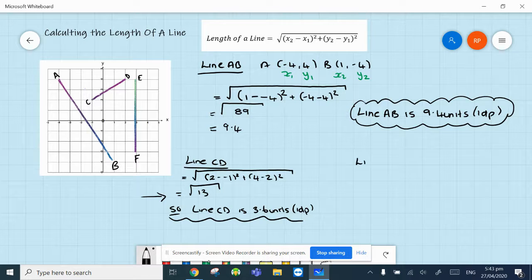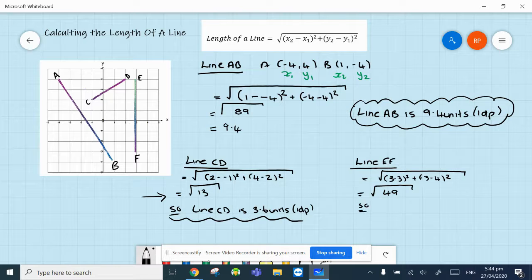Hopefully you did both. If you haven't, now's the time to pause, and you can have a go at doing line EF yourself. So EF is going to be the square root of 3 take away 3 all squared plus -3 take away 4 all squared. When you put that in your calculator with the brackets, you should get the square root of 49, and the square root of 49 is 7.